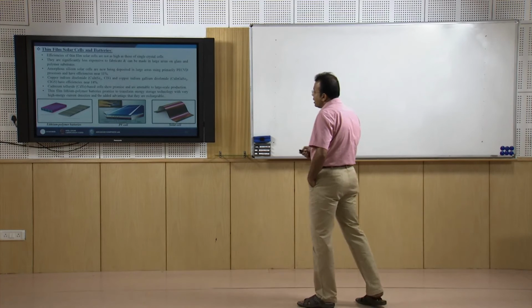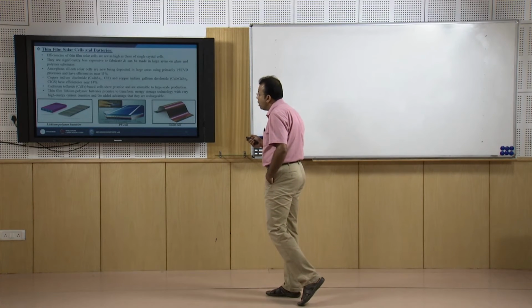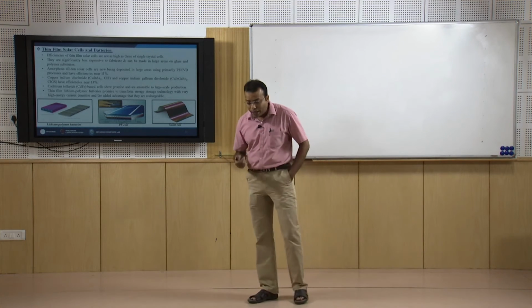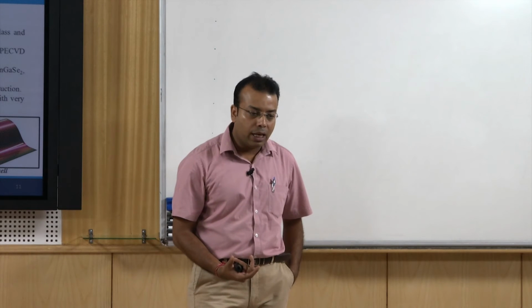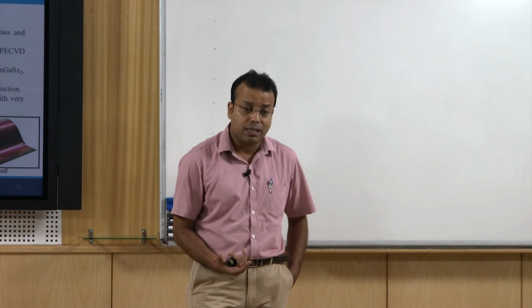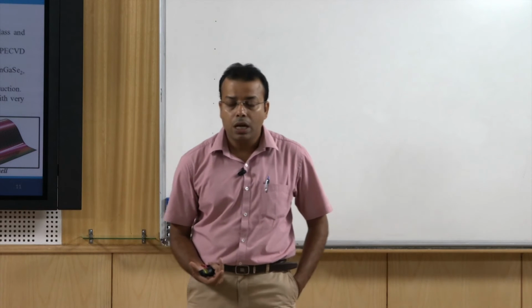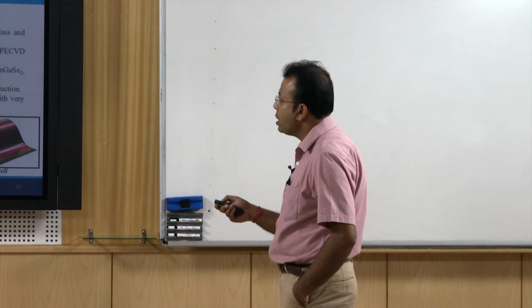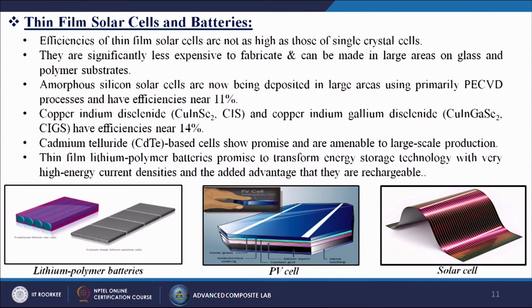So now we are discussing the thin films which are used for solar cell applications and battery applications. Nowadays people are talking about the lithium ion battery and some kind of solar cells like dye sensitized solar cells or perovskite solar cells. So there are lots of applications. Generally, efficiencies of thin film solar cells are not as high as those of single crystal cells. They are significantly less expensive to fabricate and can be made in large areas on glass and polymer substrates.